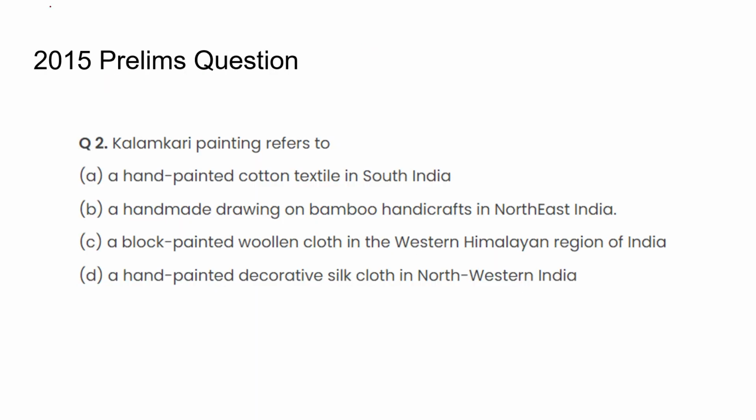The next question is of 2015 prelims. Kalamkari paintings refers to a hand-painted cotton textile in South India, a handmade drawing on bamboo handicrafts in Northeast India, a block painted woolen cloth in the Western Himalaya region of India, a hand-painted decorative silk cloth in Northwest India.